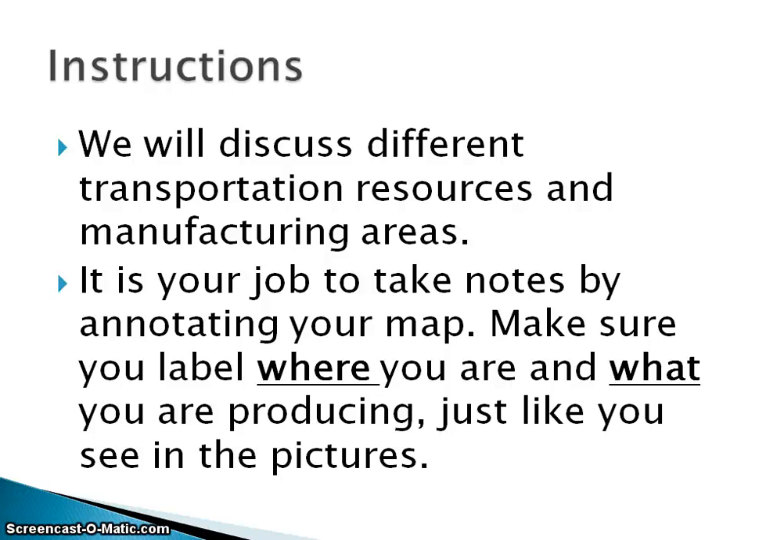Hey guys, so for our homework tonight, we are going to discuss different transportation resources in manufacturing areas. I know those are big words, but we're going to go through it bit by bit. As we go through them, your job is to annotate your map. You should have a blank map of the US already in your notebook. When we go through each industry, make sure you label where the industry is and what is being produced. It's going to be just in front of you on the picture, so all you're going to have to do is copy down. Just make sure you're doing everything correctly.